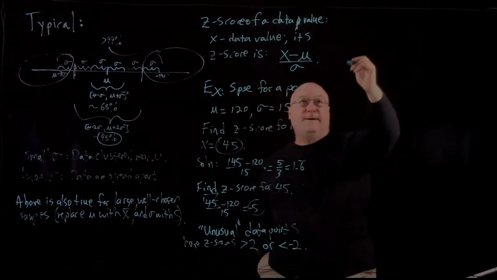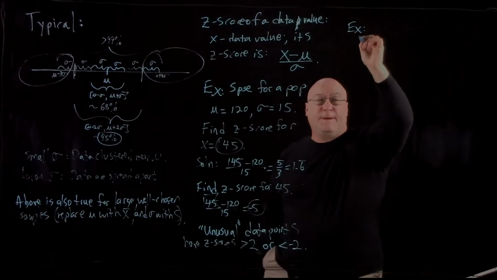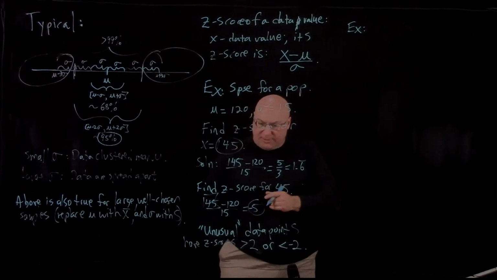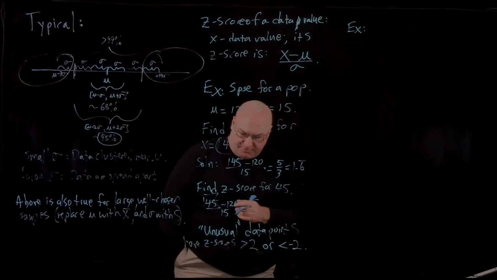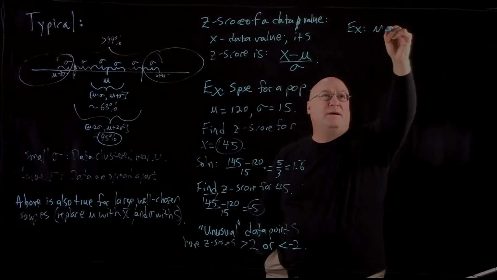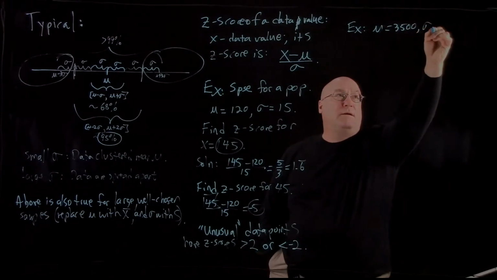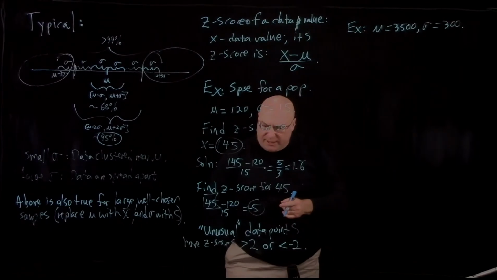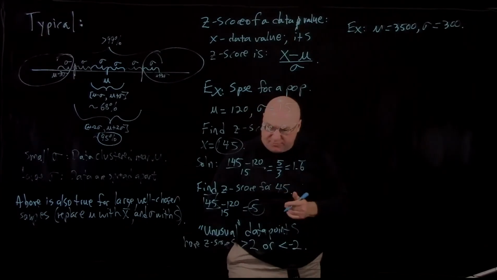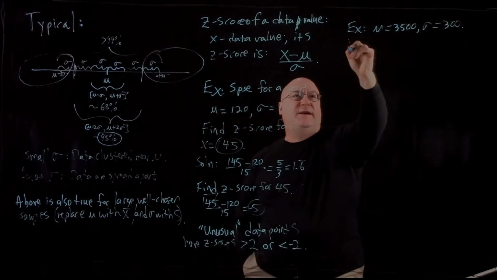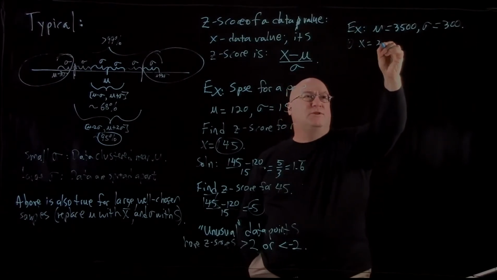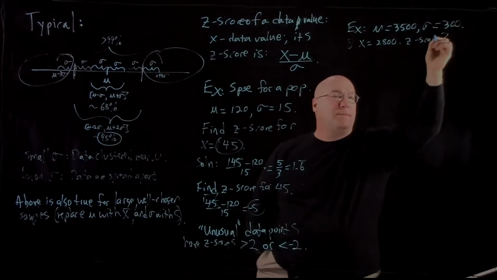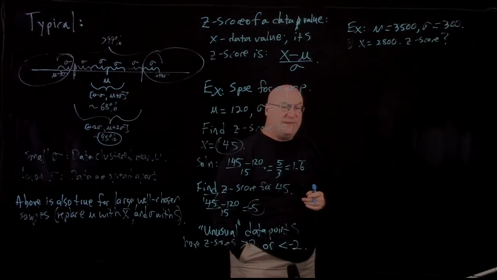Let's do a quick example here. The population of adult male hippos has mean 3,500 pounds and sigma 300 pounds. Find the z-score of a male hippo with weight 2,800 pounds. So why don't you try that? X equals 2,800. I want the z-score. All right, so pause me and give that a try.